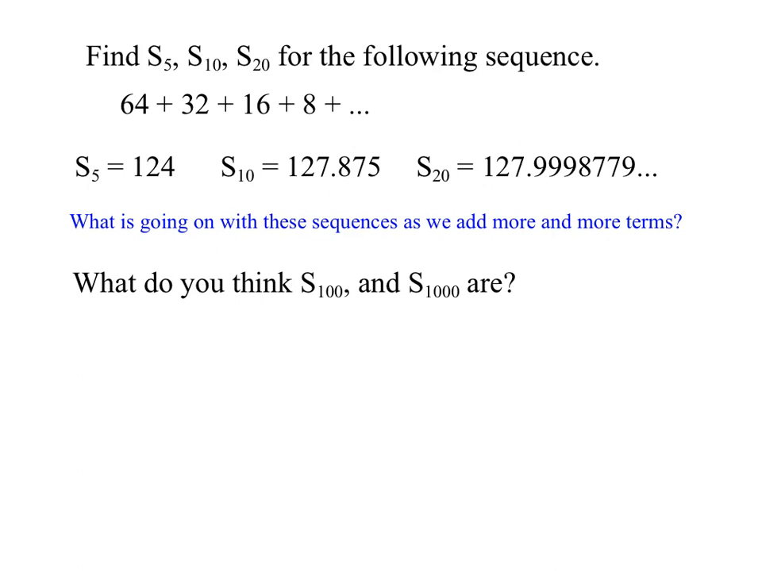If you look at this, it looks like S sub 20, and then if we did more and more, it might be getting closer and closer to 128. So this is an example of something we would call an infinite geometric series. A series is where you add terms together. We've done sequences. Series are where you find the sum. So if you continue to add more and more terms together, you end up getting closer and closer to 128.